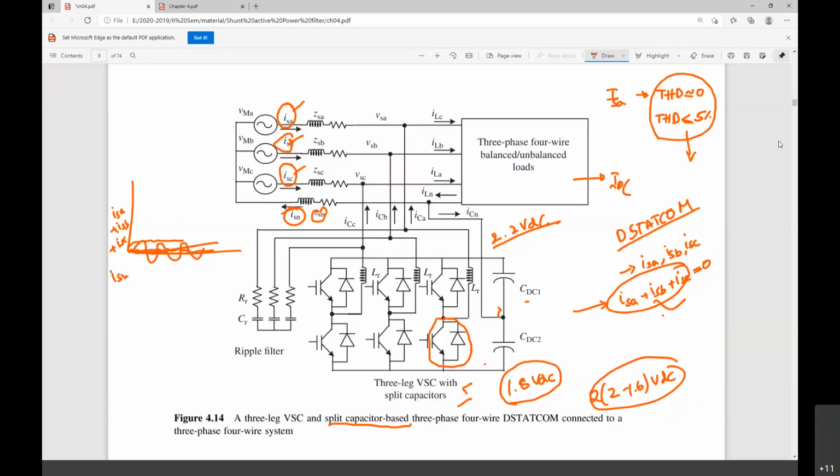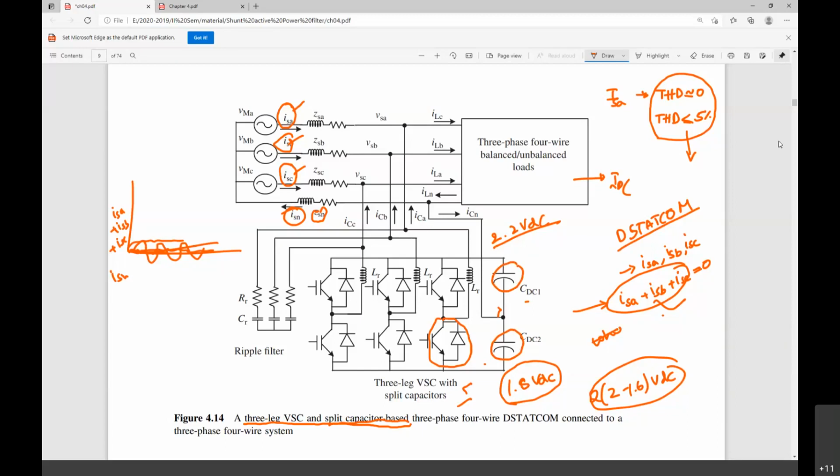How are you going to eliminate this in this particular topology, especially the 3-leg VSC and split capacitor based topology? What kind of additional circuit could be used to balance the capacitor voltage?